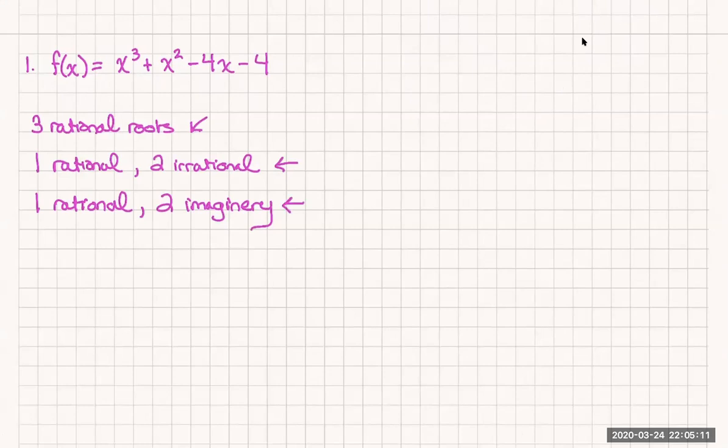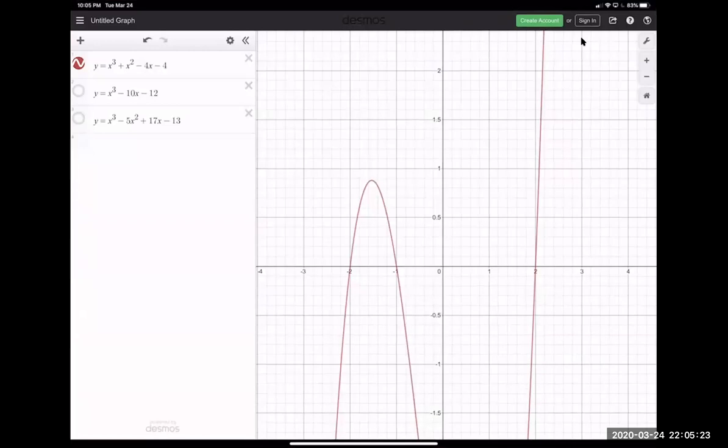So how do I determine what my zeros are? Well, you use a graphing calculator or a graphing program. I like using this app called Desmos, spelled D-E-S-M-O-S. You can download it on your iPhone, iPad, or Android phone, and you can plug in the equation and it'll tell you how the graph looks.